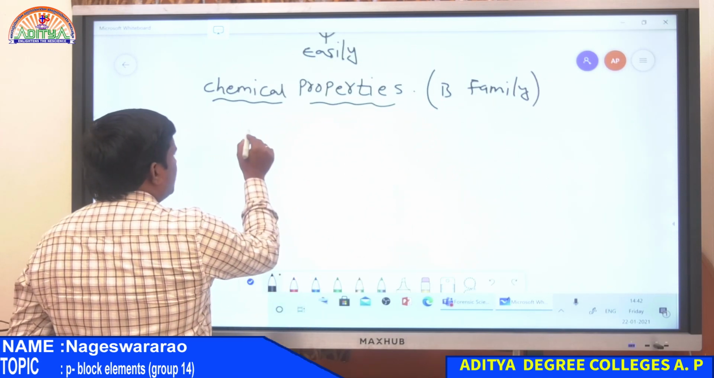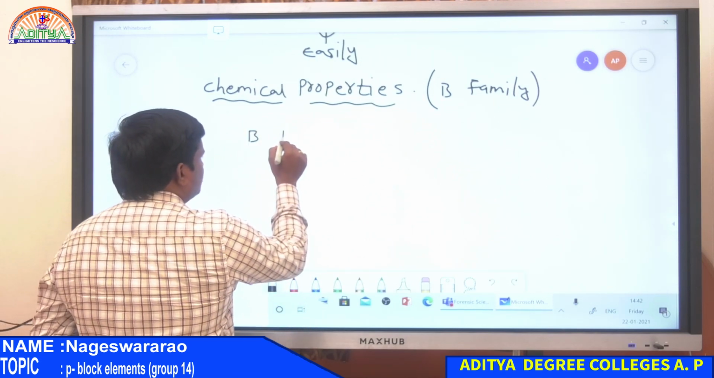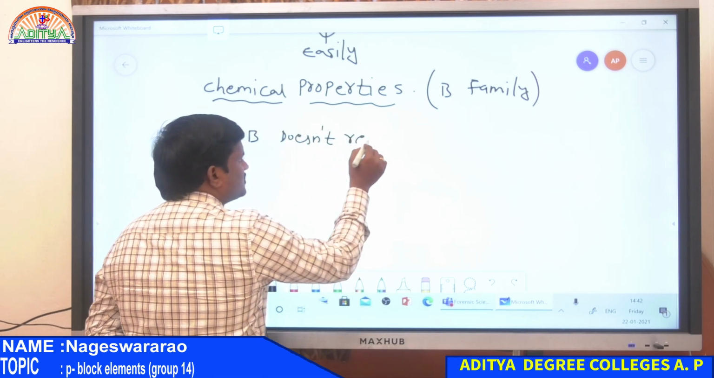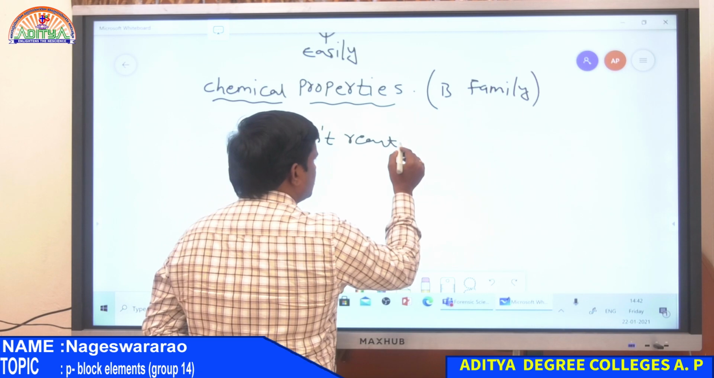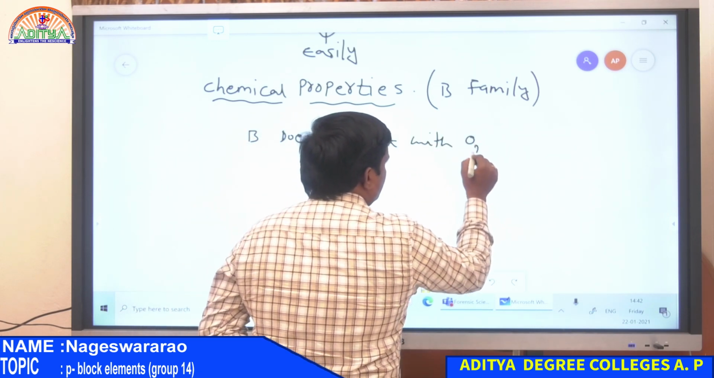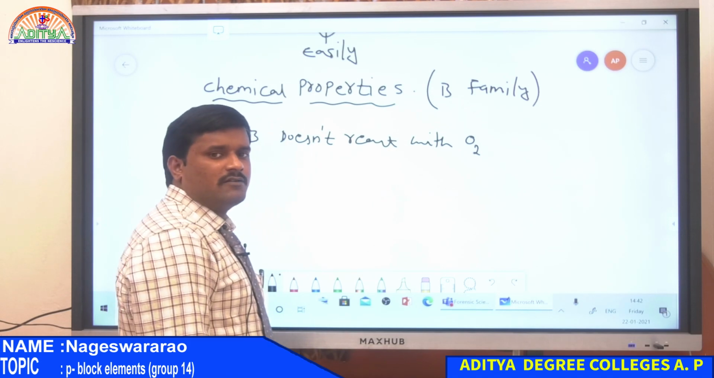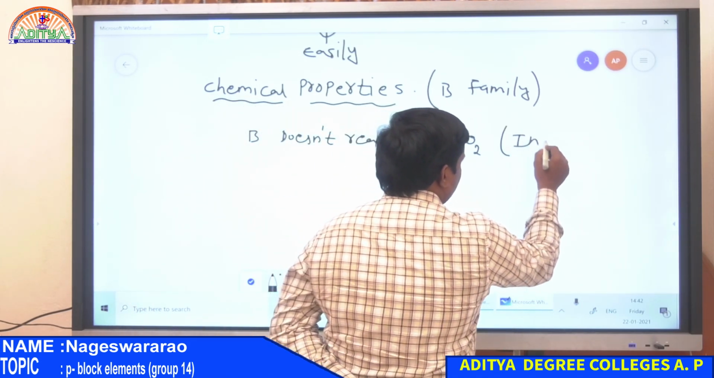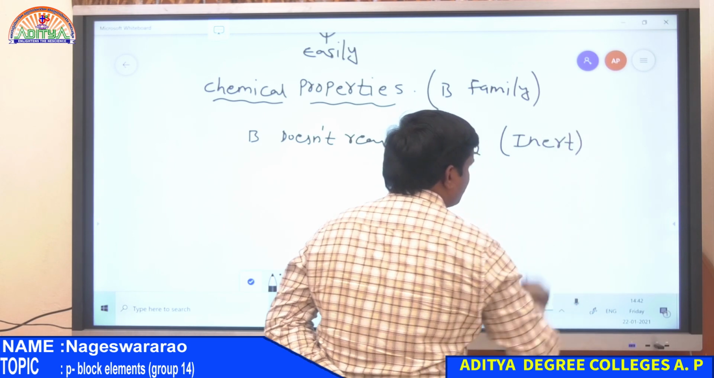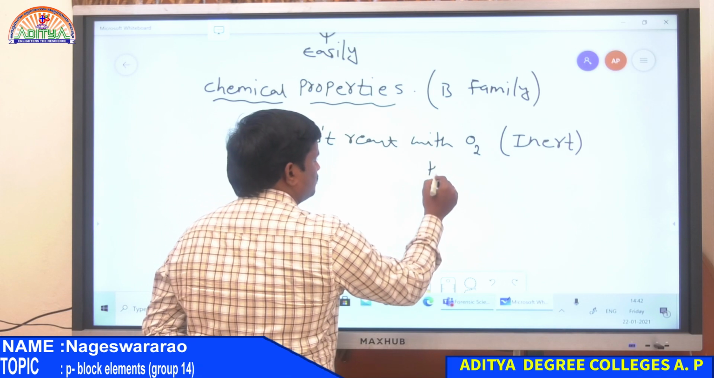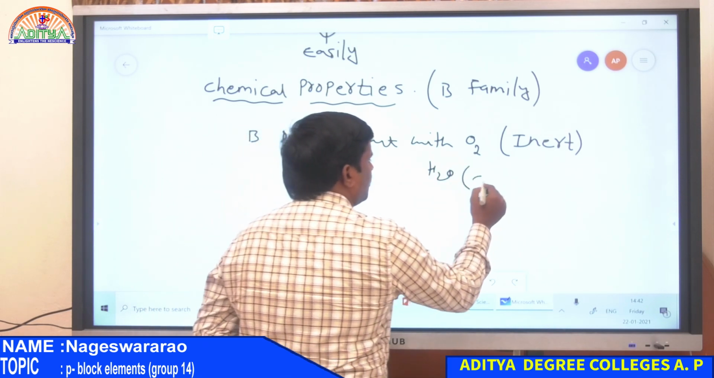So boron does not react with oxygen, that is atmospheric oxygen. Boron does not involve in the oxygen reaction, so it is inert. And also it does not react with H2O in cold or hot conditions.